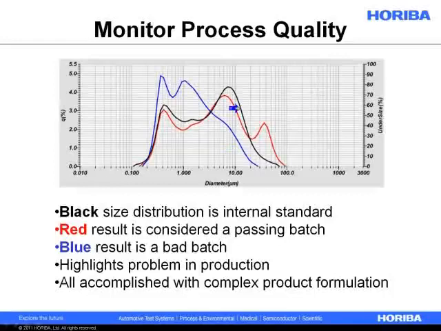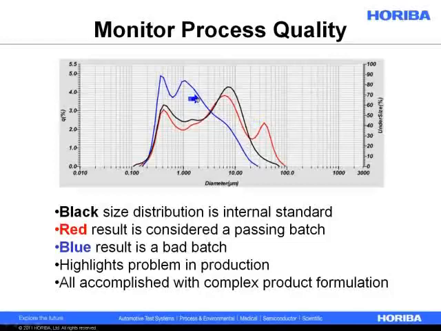That's this user's definition of a good paint batch. The red was another batch of paint that they qualified as passing. Even though there's a slight difference here in the coarsest particles, they, from other tests that they do, decided that this wasn't important. This could just be a dispersion issue in how they added the sample into the LA950.